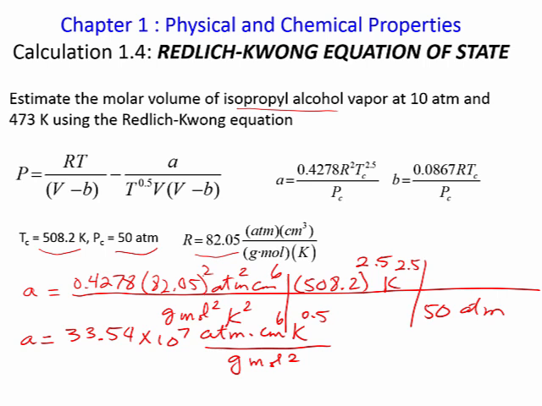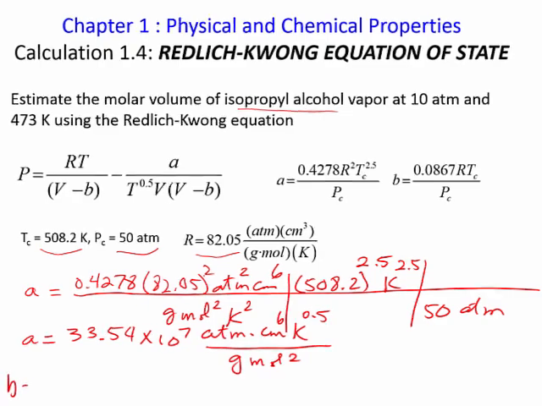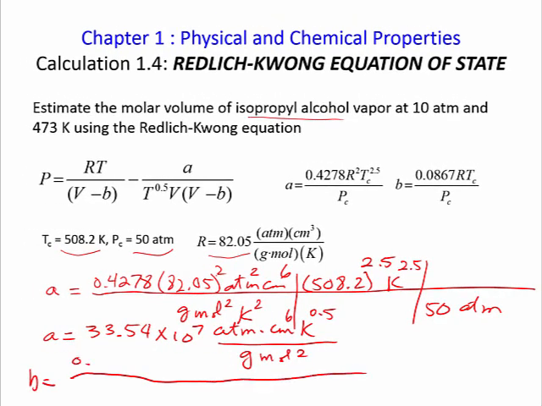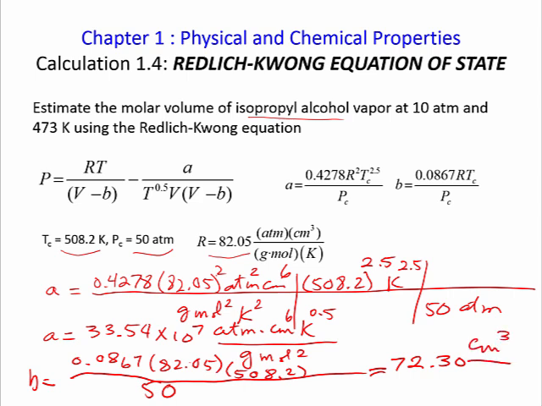We can calculate B as well in the same way. B is equal to 0.0867 times 8205 times 508.2, which is the critical temperature, divided by 50 atmosphere, which is the pressure. If we put the appropriate units, we will come up with B equal to 72.30 centimeter cube per gram mole.